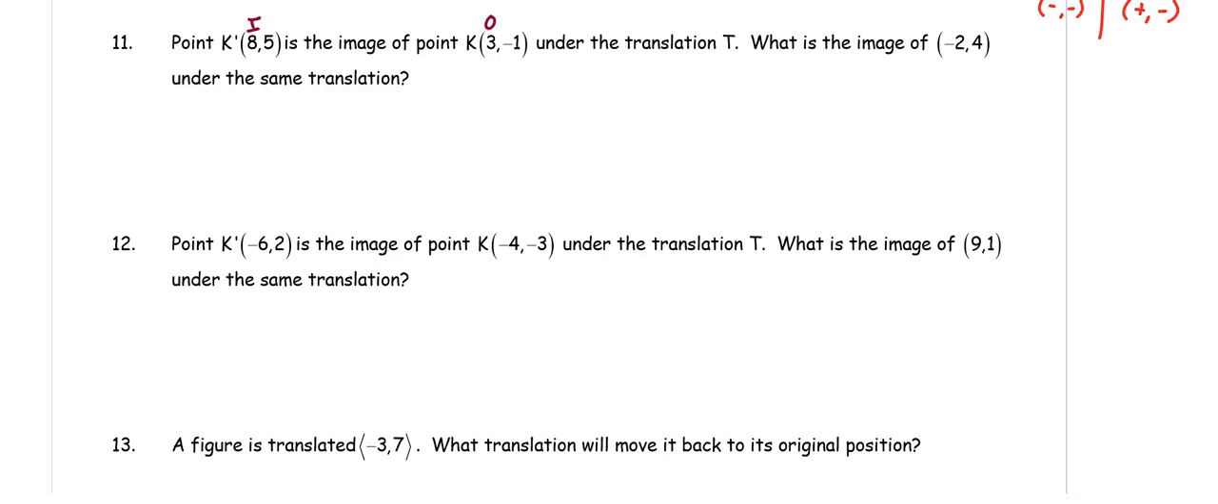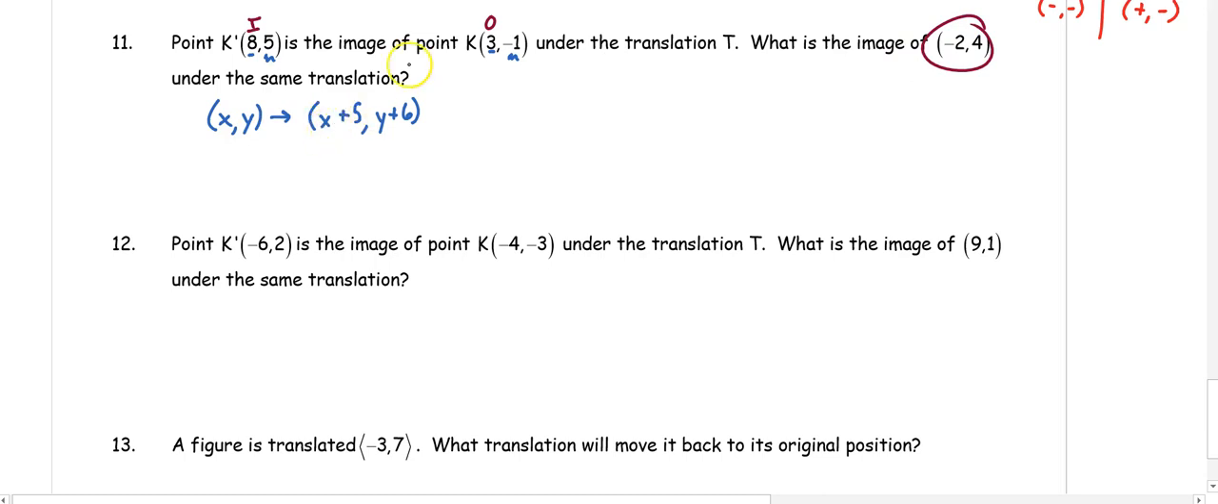So first, we need to make a translation rule by looking at the 2 points we are given. How does (x, y) change? Here's my x coordinate. How did I get from 3 to 8? Well, I added 5. So we're going to have x plus 5. We move to the right 5. And then I have my y coordinate, negative 1 to 5. Well, I added 6, so y plus 6. Now I'm going to use this rule to get my new point. So negative 2 plus 5 is 3, and 4 plus 6 is 10.